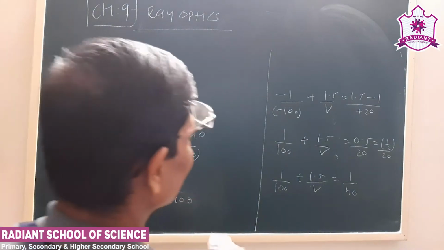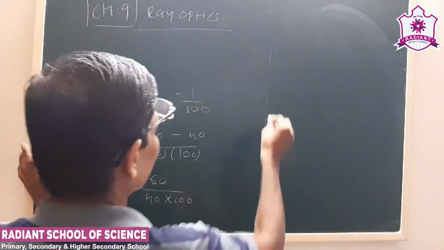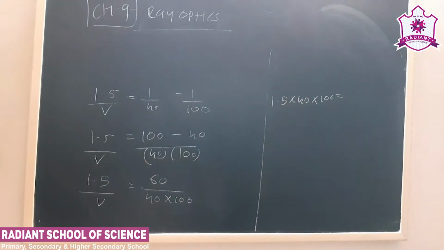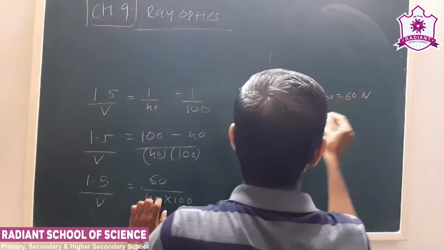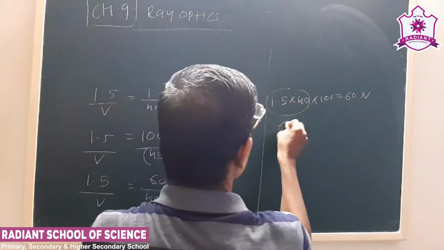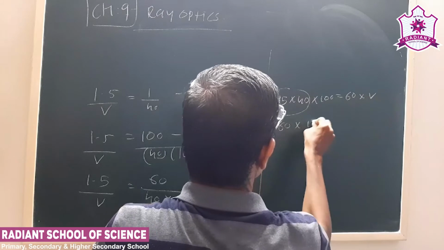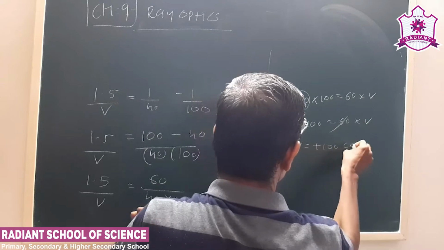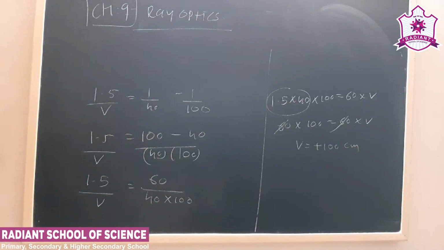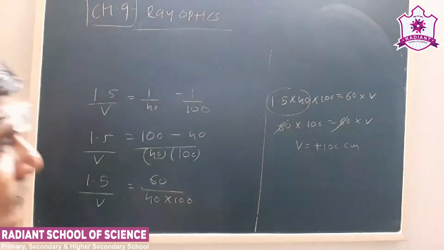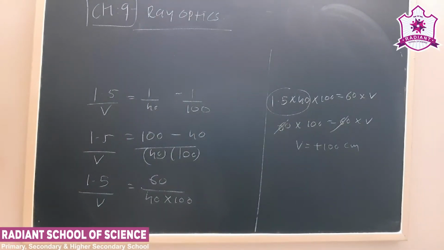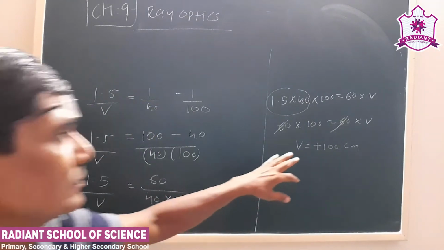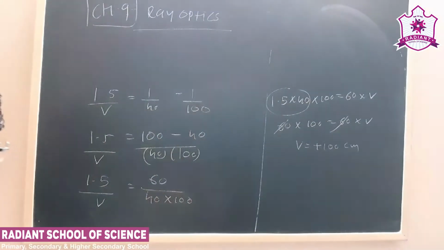Now see, if I simplify, 1.5 into 40 into 100, that will be, cross multiplication, 60 into v. Now this is 60 itself. So our image distance is positive. So the image is formed on the right hand side of the spherically curved surface. So this is about refraction taking place by a spherically curved surface. Now the example based on this.